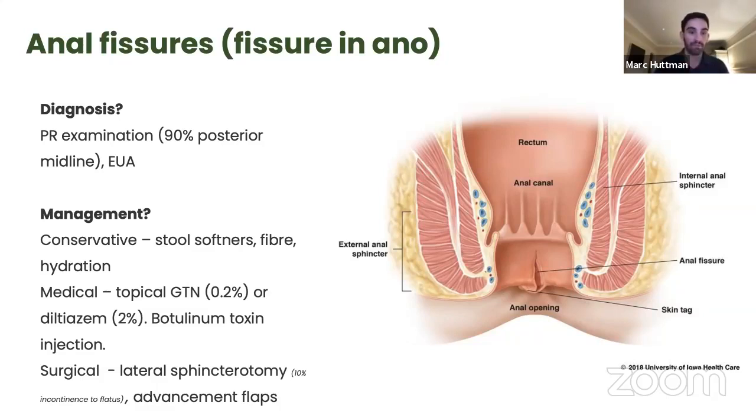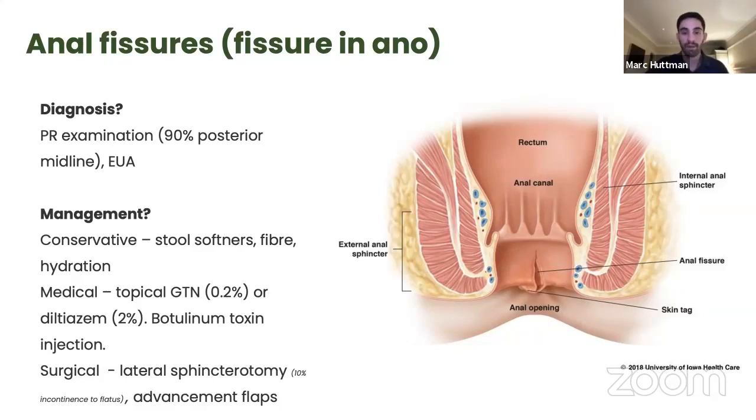As you can imagine, if you're messing around with a sphincter, there is a chance of causing incontinence. So 10% of people who have a lateral sphincterotomy, which is the best treatment for fissures that haven't responded to conservative medical treatment, will develop incontinence to flatus.